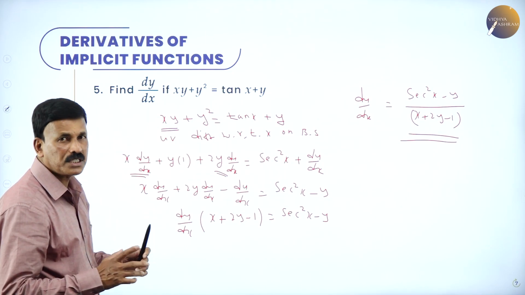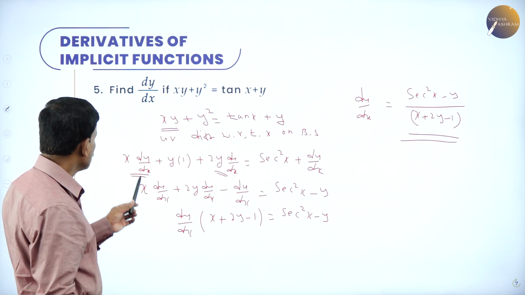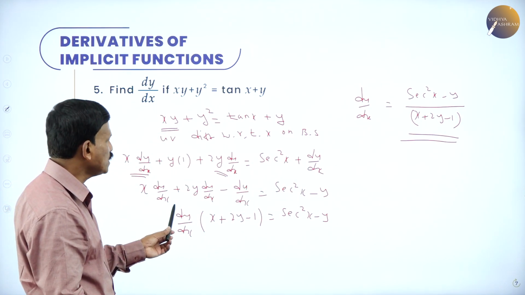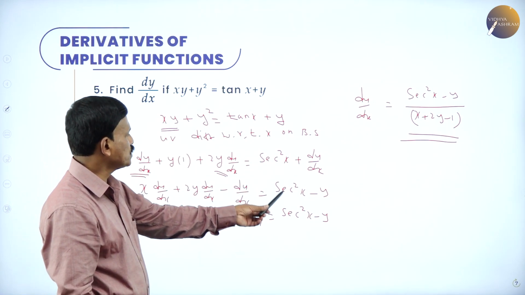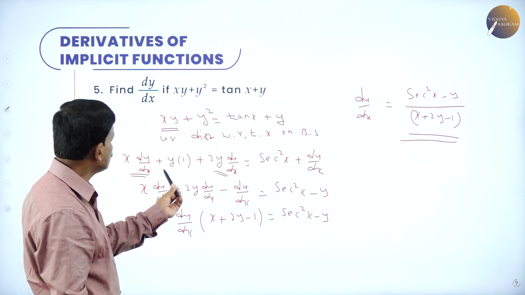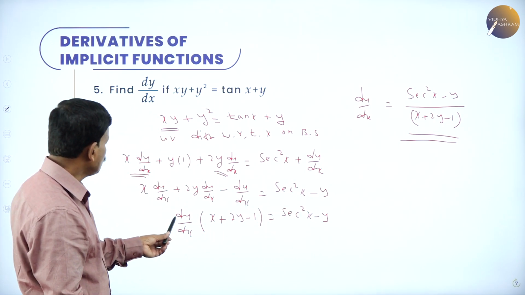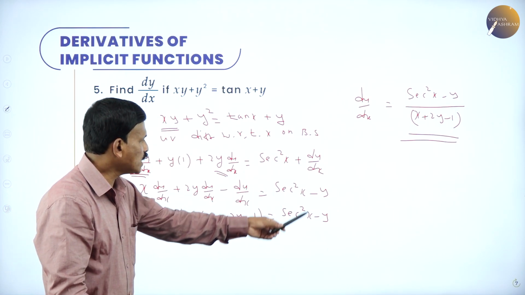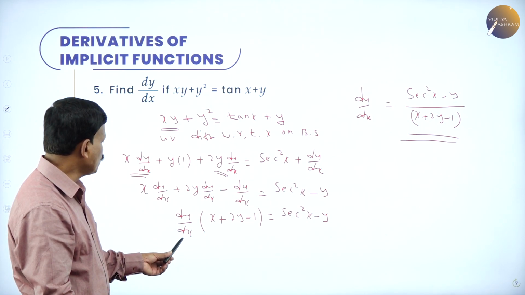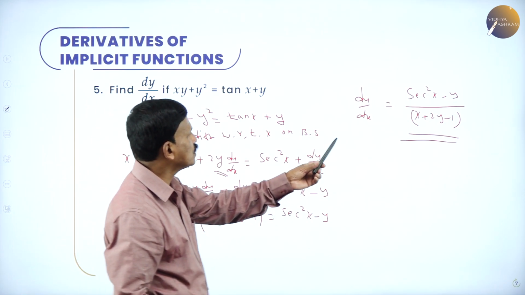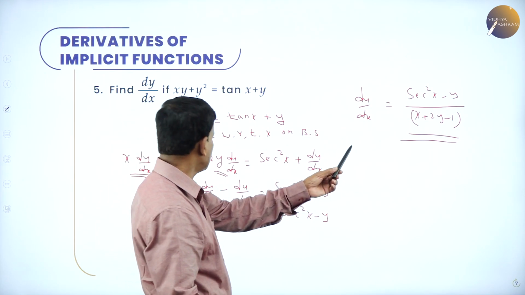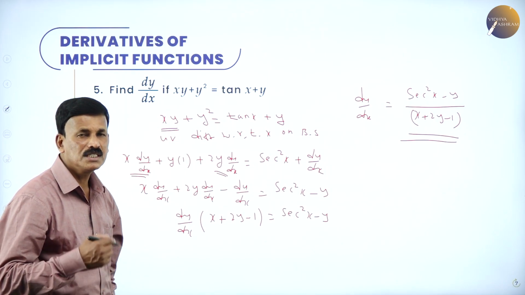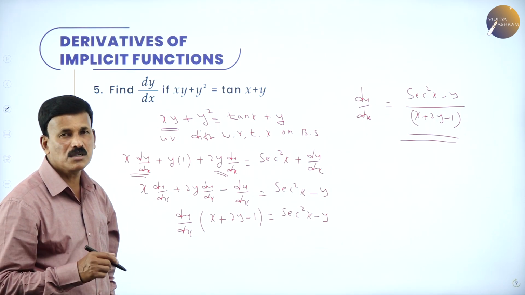Now group the terms which contain dy by dx on one side. So x dy by dx plus 2y dy by dx, and transferring this dy by dx to the left hand side, it becomes minus dy by dx. Keep secant square x itself here and transfer this plus y to the right hand side, it becomes minus y. You can take dy by dx as the common factor: x plus 2y minus 1 is equal to secant square x minus y. So therefore dy by dx is equal to secant square x minus y divided by x plus 2y minus 1 is the derivative of this function. This is very important and very easy. These are all the easiest types of problems.